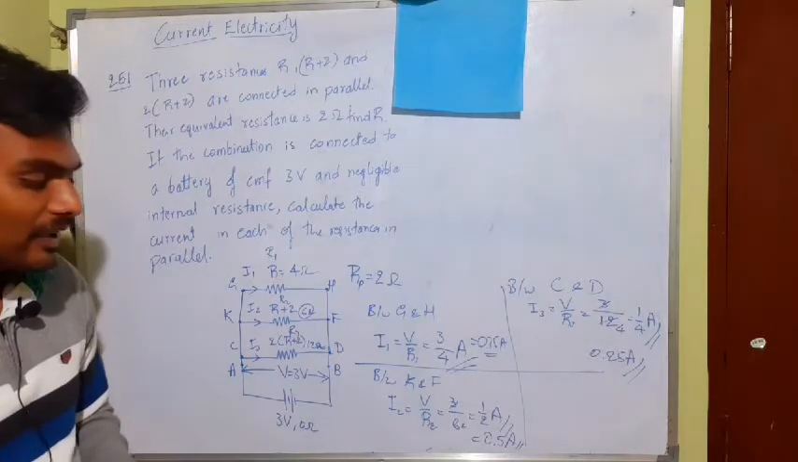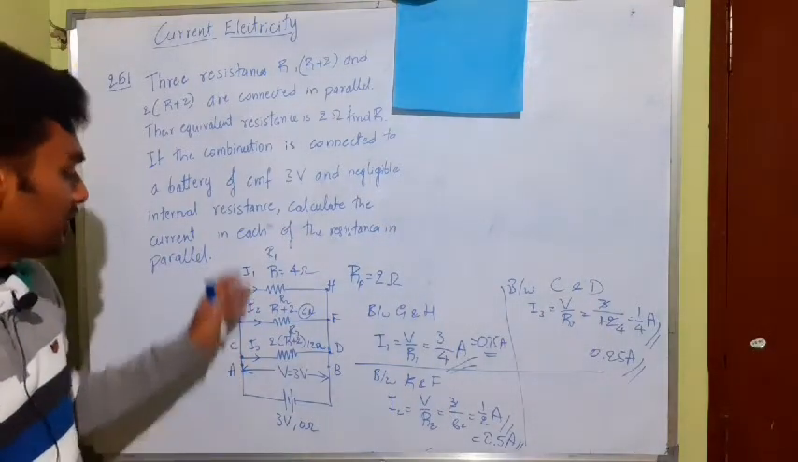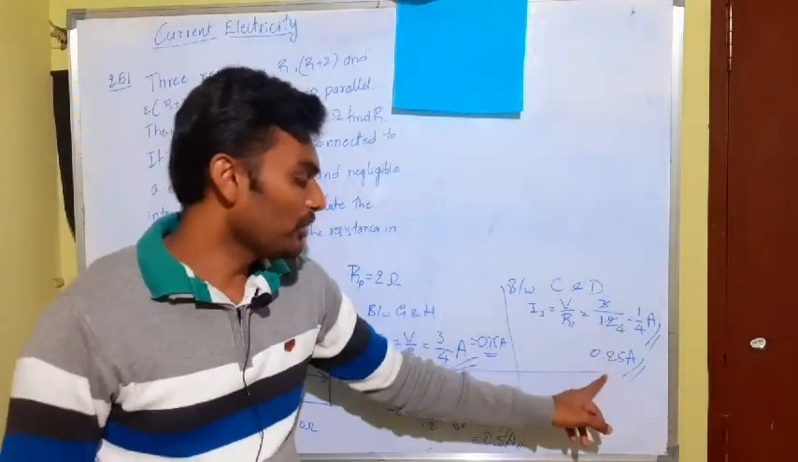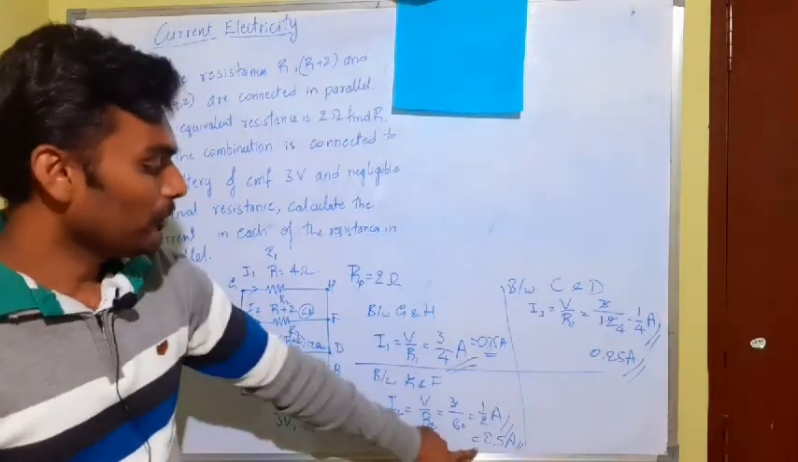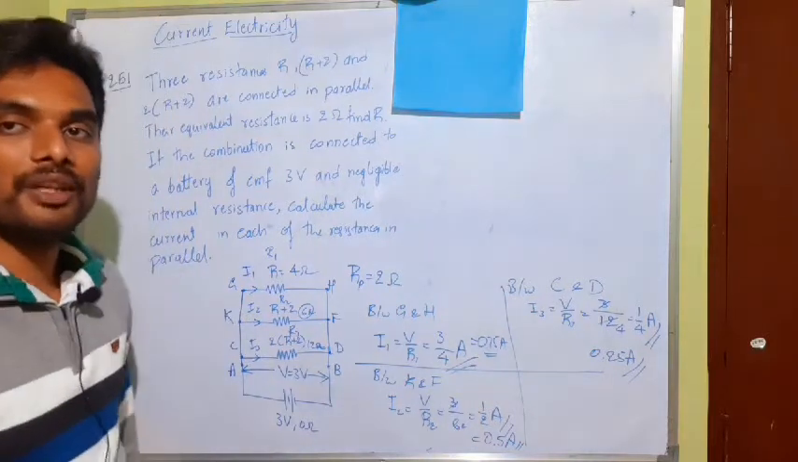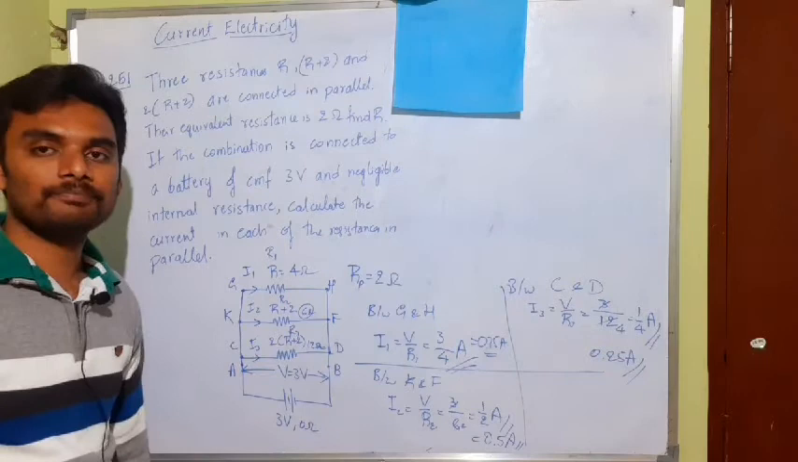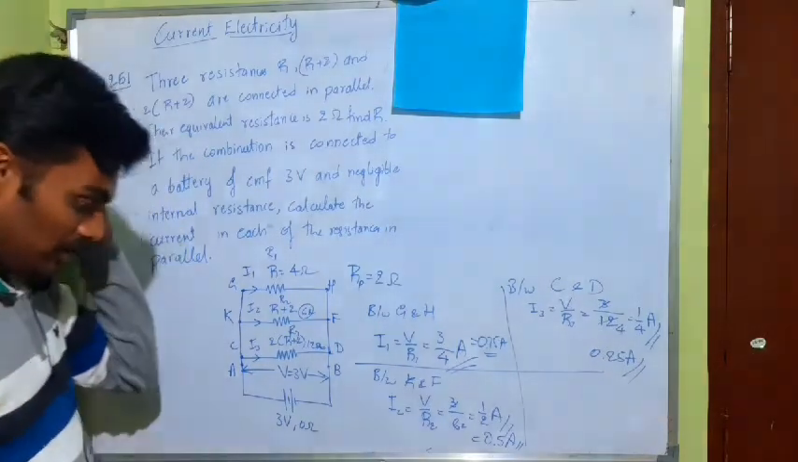Then what is the main current? Okay, main current is the sum of all these three. You can also directly get it. 0.75 plus 0.25, 1 ampere. 1 plus 0.5, 1.5 ampere is the main current drawn from the battery. Okay, clear? Good.